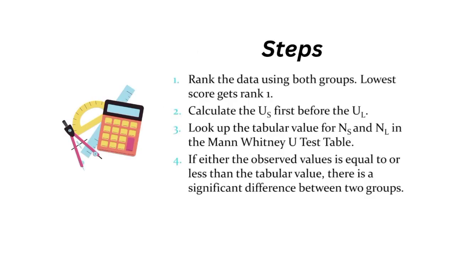So these are the steps in the Mann-Whitney U Test. First is to rank the data using both groups, so the lowest score gets rank 1. Second is to calculate the U sub S first before the U sub L. Third is to look up the tabular value for N sub S and N sub L in the Mann-Whitney U Test table. Fourth and last is that if either of the observed values is equal to or less than the tabular value, there is a significant difference between the two groups.